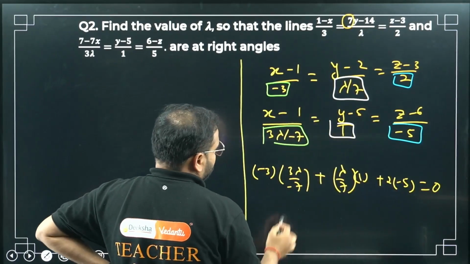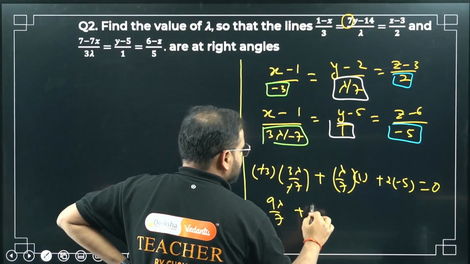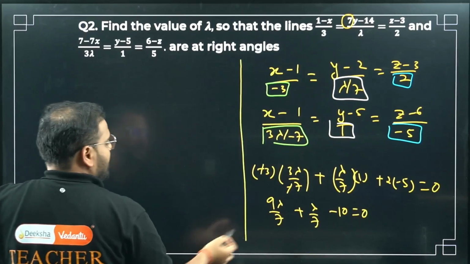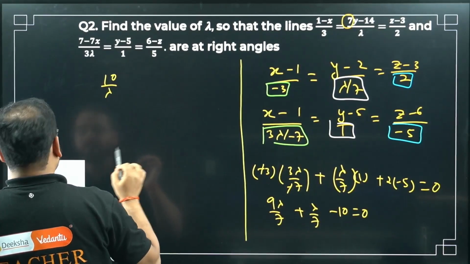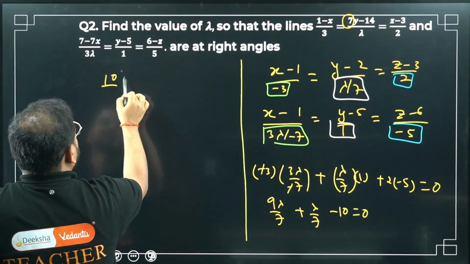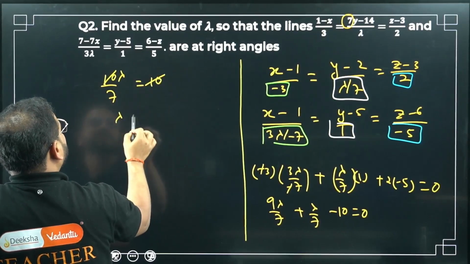Now please check here. What I'm getting, minus goes out. 9 lambda by 7 plus lambda by 7 minus 10 equals to 0. How much am I getting? I'm getting 10 lambda by 7 equals to 10. Cancel 10 and 10. So lambda equals to 7, sir.